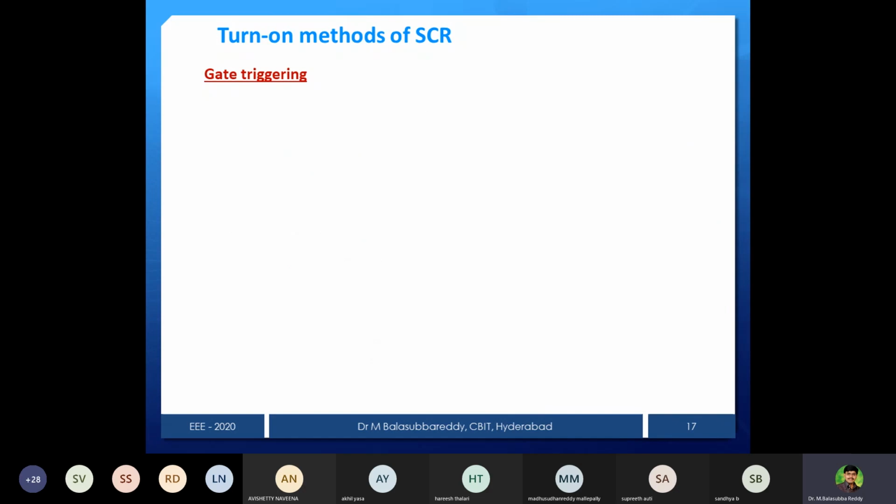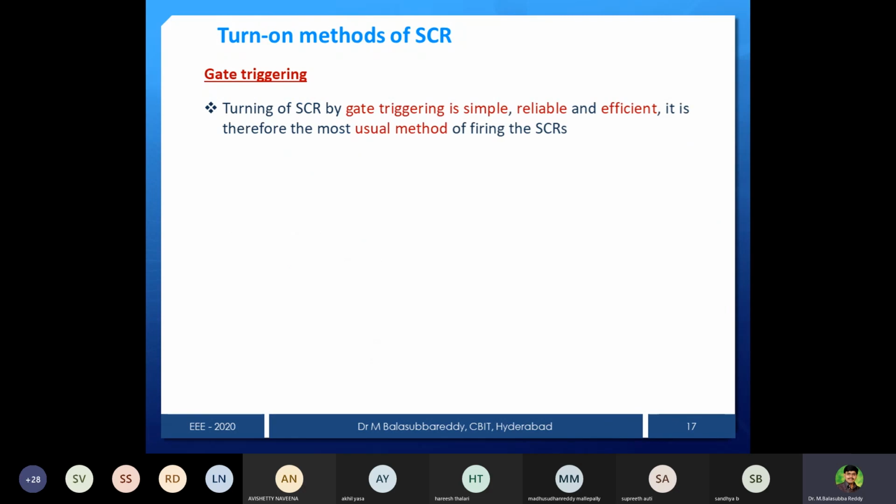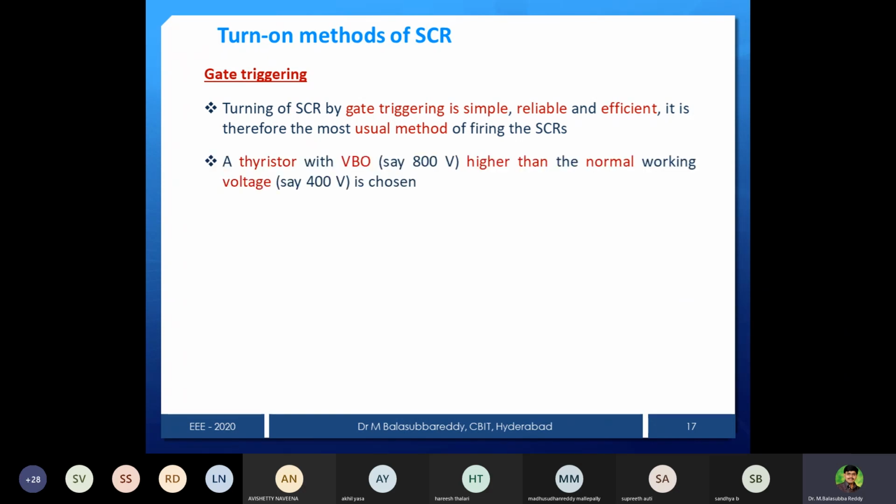Now we will see gate triggering. Gate triggering is very simple, reliable and efficient. Therefore, most of the firing schemes, in the laboratory or any conventional methods to fire the device, use only gate triggering. That is the method of firing the SCRs.